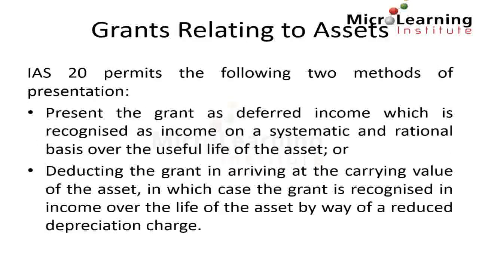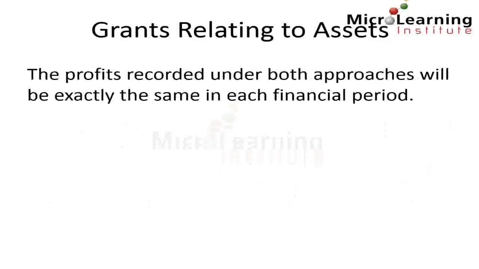In relation to grants relating to assets, IAS 20 permits the following two methods of presentation. 1. We can present the grant as deferred income, which is recognised as income on a systematic and rational basis over the useful life of the asset. Or 2. Deducting the grant in arriving at the carrying value of the asset, in which case the grant is recognised in income over the life of the asset by way of a reduced depreciation charge. It is important to note that the profits recorded under both approaches will be exactly the same in each financial period.